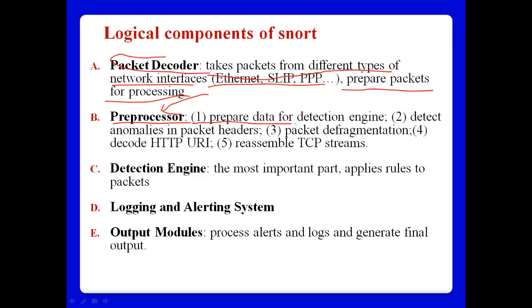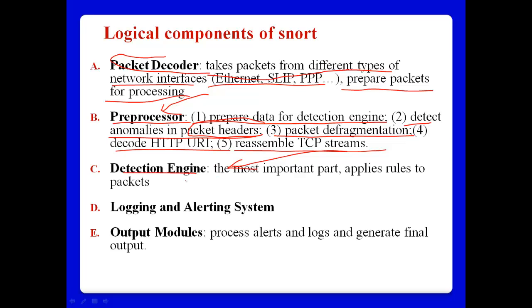First, prepare data for the detection engine. Second, detect anomalies in packet headers. Normally it checks the packet header and does packet defragmentation. At first the packet arrives at the packet decoder fragmented, but the preprocessor will defragment this kind of packet to process it for the detection engine. And after that, it decodes the HTTP URI, reassembles TCP streams, and sends this packet to the detection engine.